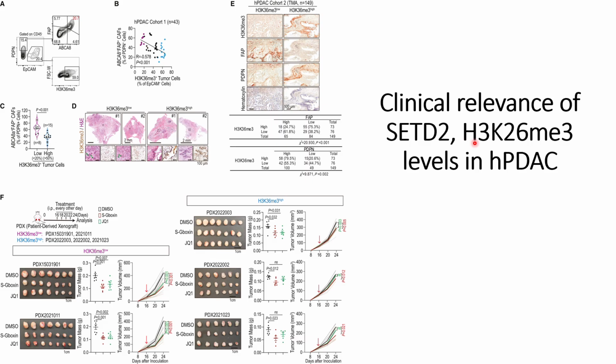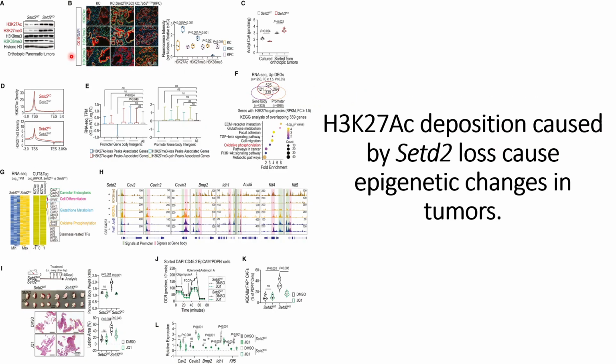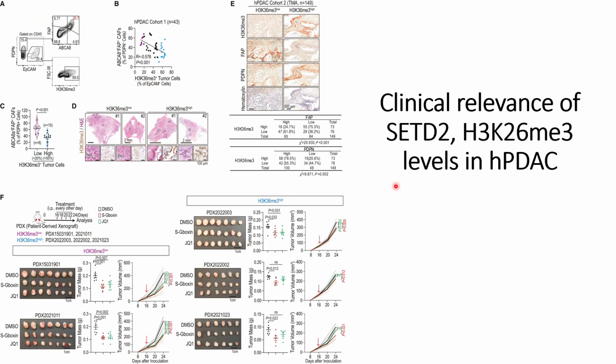That is, H3K36me3 acts as a suppression of the genes, whereas H3K27ac acts as an overexpression of the genes that are involved in the proliferation and migration of the tumor cells. So I hope you understood the clinical relevance of SETD2 and H3K36me3 levels in human pancreatic adenocarcinoma.